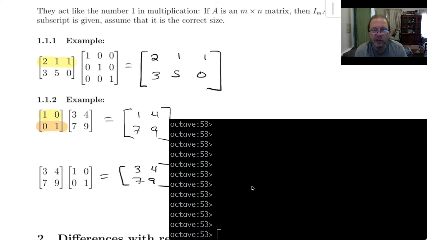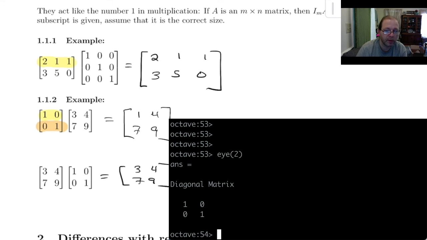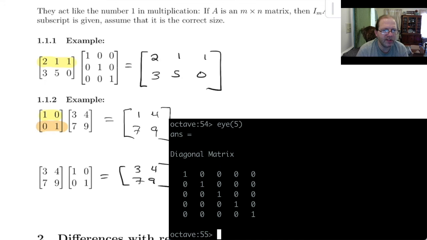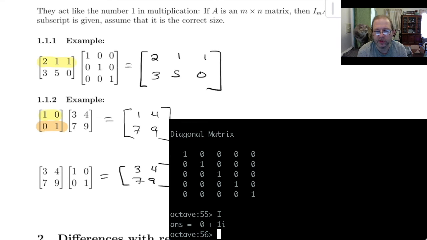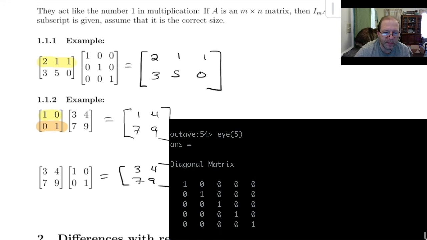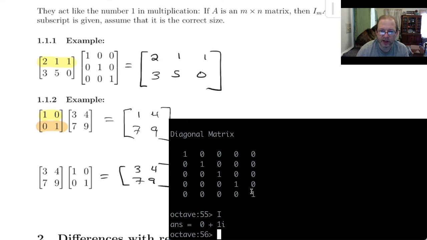One more quick thing to mention, Octave can automatically generate the identity matrices for you. If you want the 2 by 2 identity matrix, you just type in eye(2), and it'll give it to you. Or if you put in eye(5), it'll give that to you. Now, why does it use the word eye instead of just the letter I? It's because if you just use the letter I, Octave uses that to mean the square root of -1. All right, so if you need an identity matrix in Octave, you can do that.